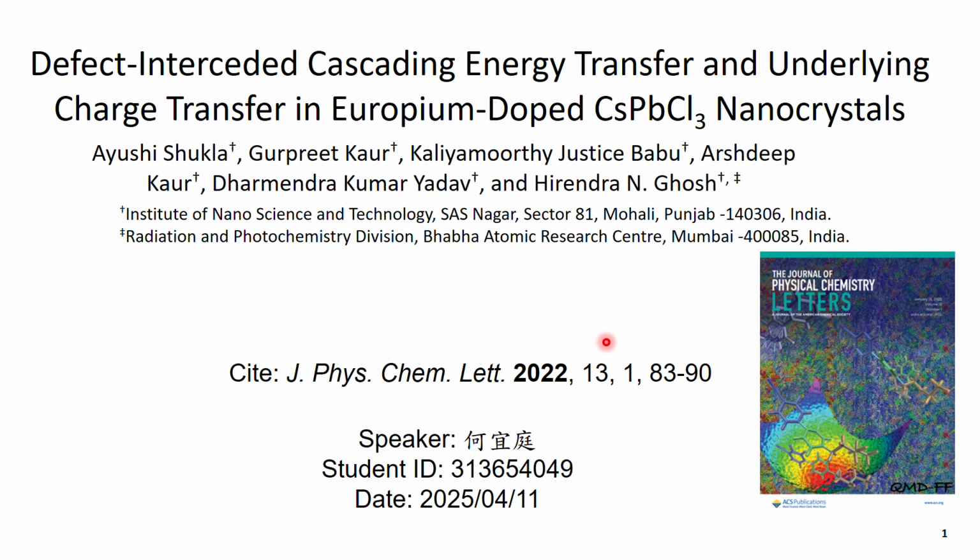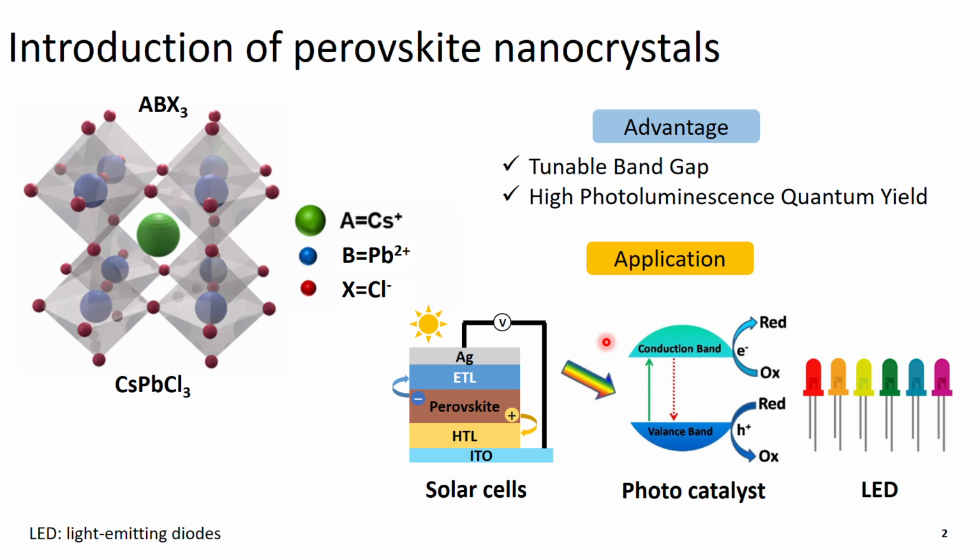and the europium ion. So first I want to introduce the perovskite nanocrystal. Perovskite is a crystal with the chemical formula ABX3. The A site is usually an organic or inorganic cation, the B site is a metal ion like lead or tin, and the X site is a halide like bromine or iodine. In this report, we will use cesium lead trichloride to make the perovskite nanocrystal.